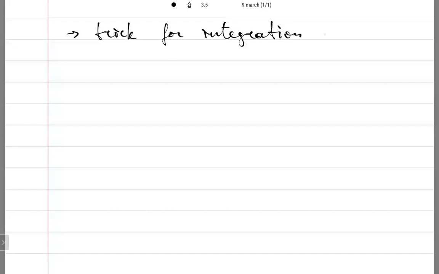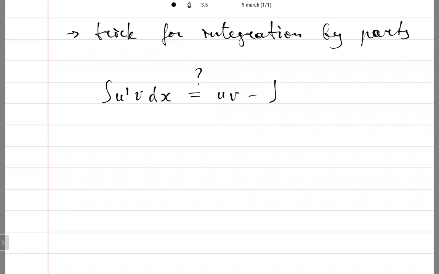Integration by parts. If you know it, just tell me, but probably you don't know it. All of you, I hope, know integration by parts, because it's a standard technique. If you'd like to find the integral of u prime v dx, then this integral could be replaced by what? Just a small recall. What is integration by parts? Well, it's uv minus integral uv prime.